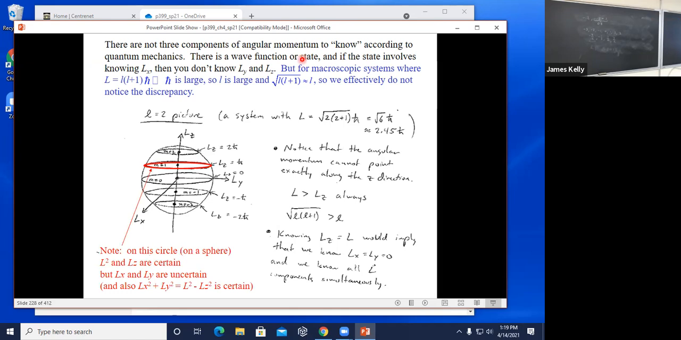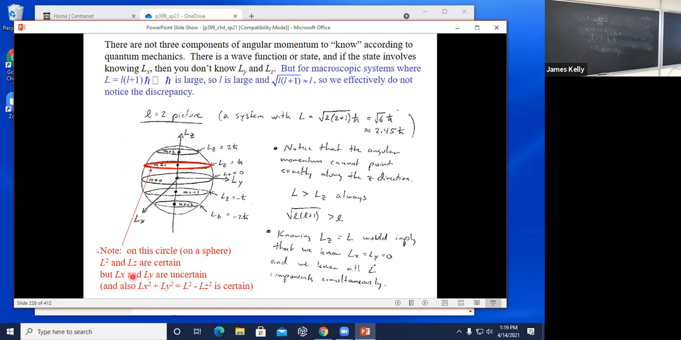Okay, and again, if you look at this diagram, that just repays careful thinking about. It works in a lot of different ways. On this circle, L squared and Lz are certain. L squared is the same everywhere on this circle because a sphere is defined by L squared equals a constant, right? The magnitude of r is a constant, right? And Lz is certain if you're on one of these circles, right? Because your Z projection is the same no matter where you are on that circle.